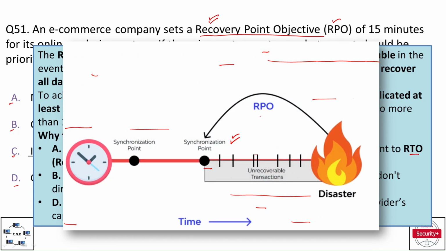So this is how RPO looks. Let's suppose we take the backup of our system at this point in time, let's suppose this is 11 o'clock, then we must take another backup at 11:15, no later than 11:15. So this is a 15-minute interval. And if there is a disaster at some point in time, we may expect data loss of no more than 15 minutes. So this interval may be 10 minutes, maybe 8 minutes, but it will always be less than 15 minutes.